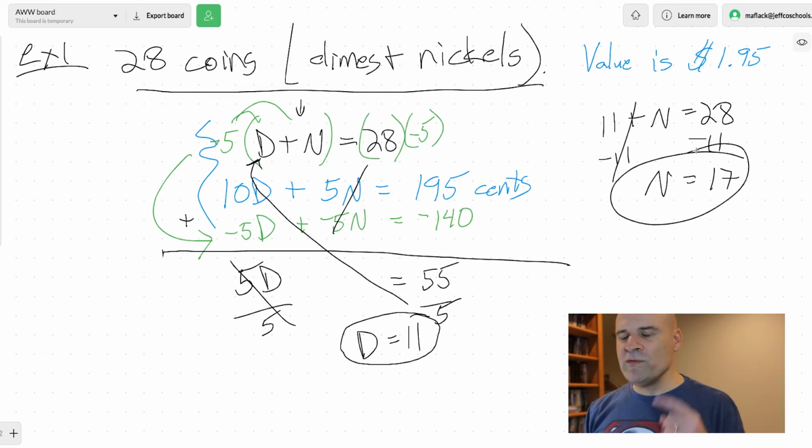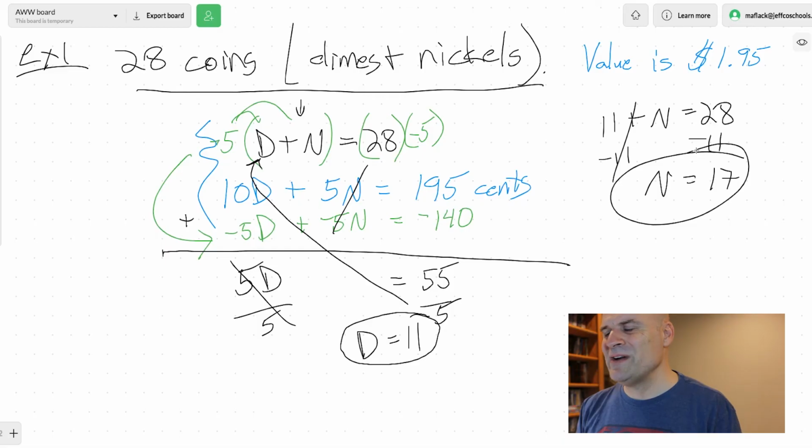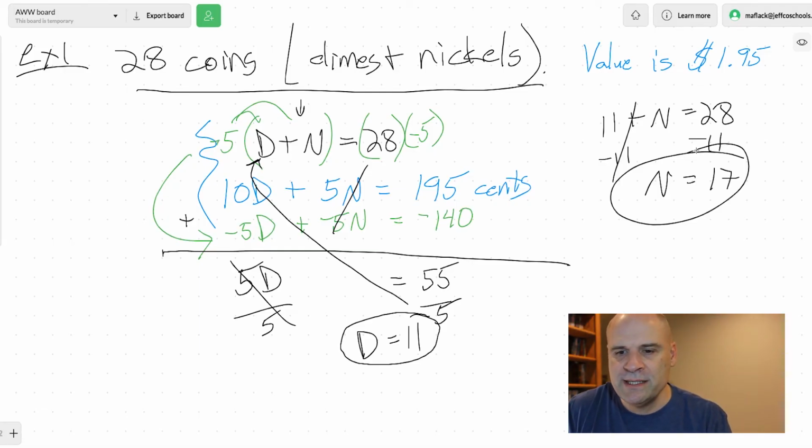Let's see if that makes sense. So first truth is there's 28 coins. 17 plus 11 is 28. Check. Value is $1.95. Well, what's 11 dimes? That's 110 cents or $1.10. 17 nickels, 85 cents. So 85 cents plus 110 cents. Check. 195. That works. All right. Example 1, done.